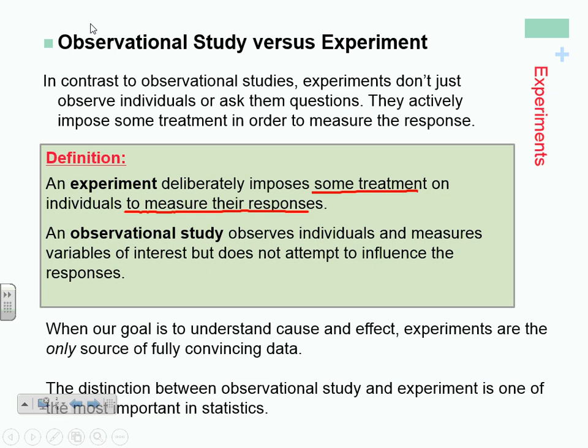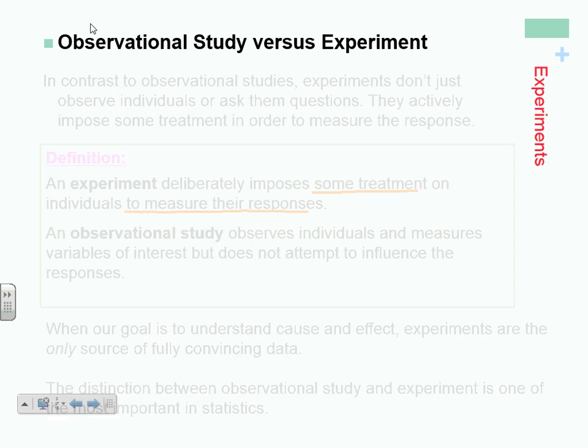Our goal is to understand cause and effect. Experiments are our only source of fully convincing data. The distinction between observational study and experiment is one of the most important in statistics. Make sure you know the difference.